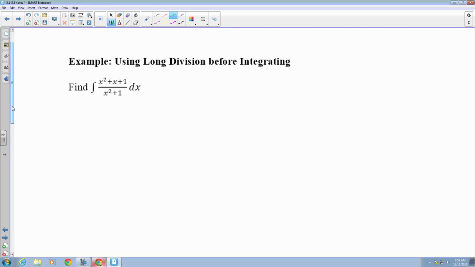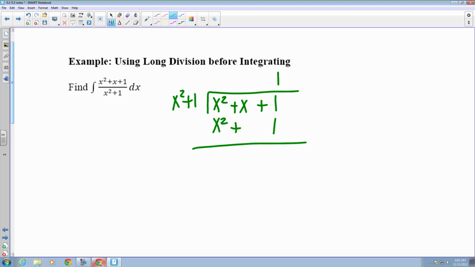Okay, this one, we actually have an equal power on top and bottom, so that means if we had our bottom being u, it would not turn out to be the same as the top. So we have to do long division before we can take the integral. Okay, so x squared goes into x squared one time. We multiply it back through, change the signs. So we get x remaining. So our rewritten problem is the integral of 1 plus x over x squared plus 1 dx. We can take the integral of these both separately.